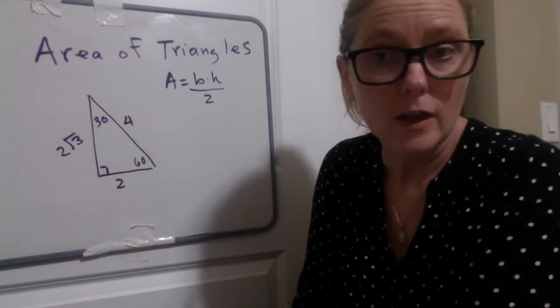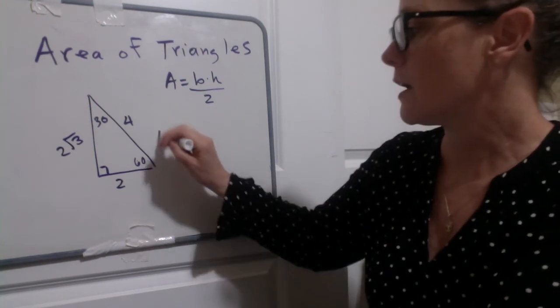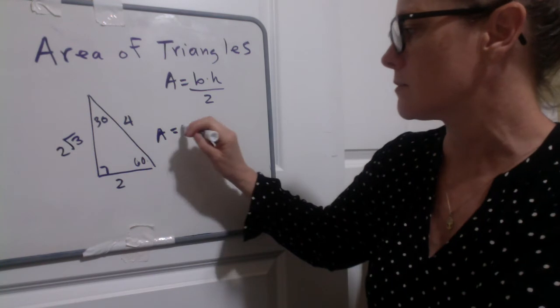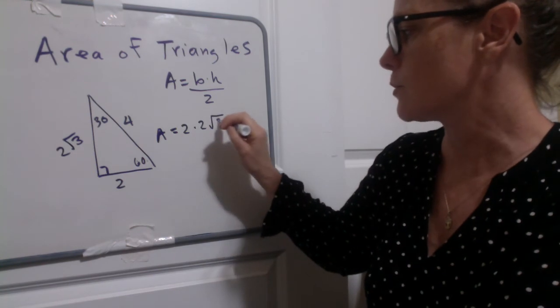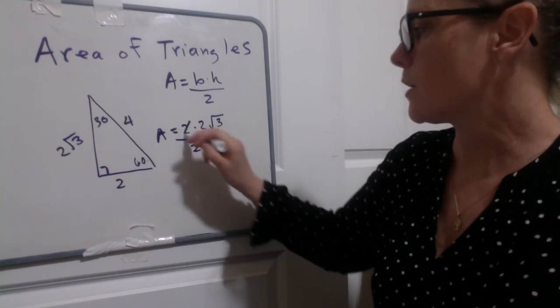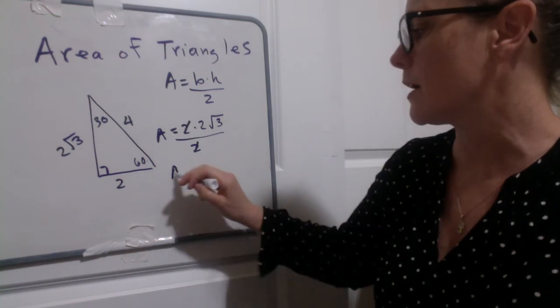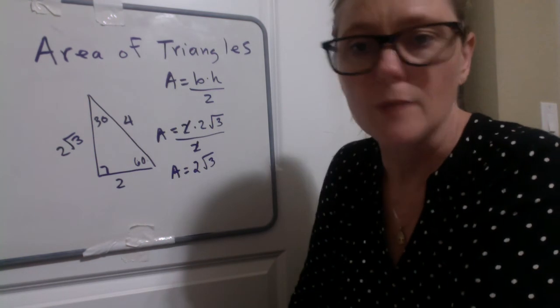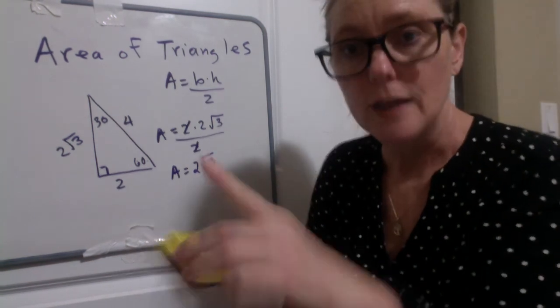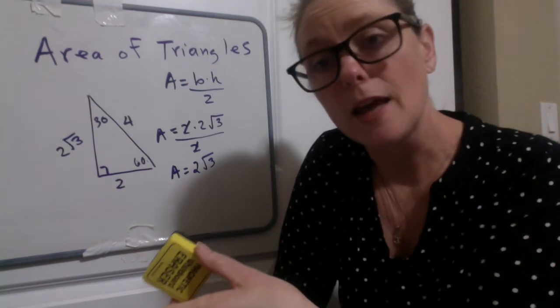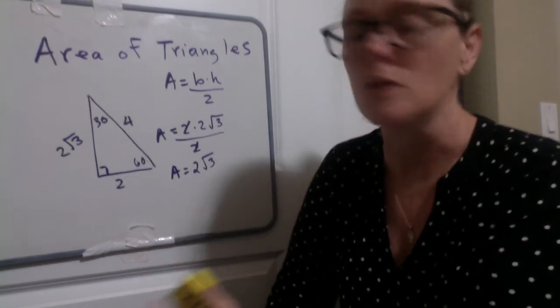So how would I find the area now? I would do area, that's perpendicular, so base times height, 2 times root 3, divided by 2. I could cross out one of those 2's. It looks like my area would just be 2 root 3. Okay. So that was just a little review about the special right triangles. Now let's actually apply it to finding the area of a triangle.